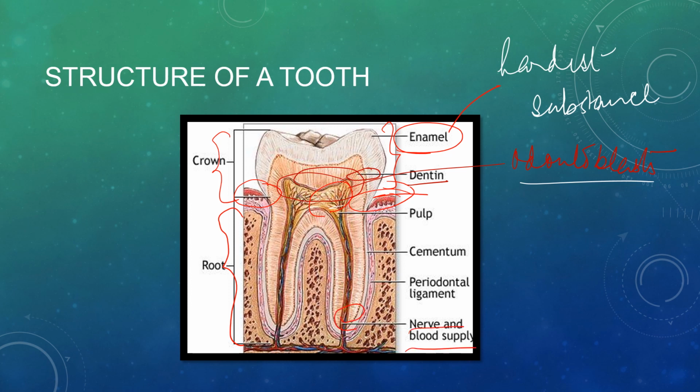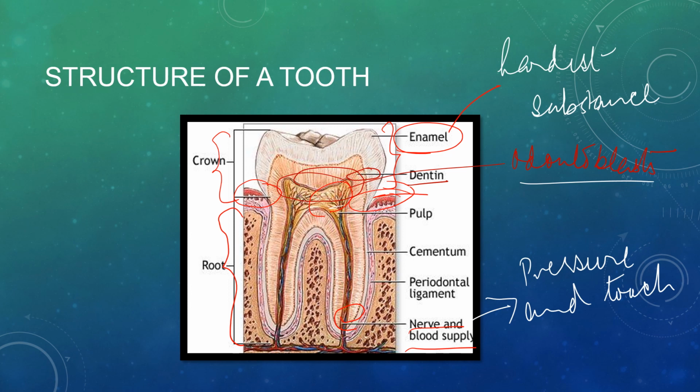So what do these nerves do? They allow the teeth to sense pressure and touch. So what is the function of nerves? The nerves' function is to feel pressure and touch. So the function is that the nerve allows the teeth to sense pressure and touch sensation. Is it clear?